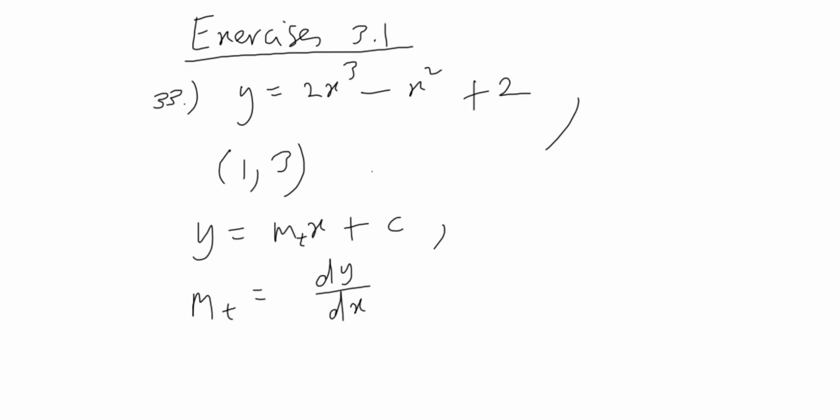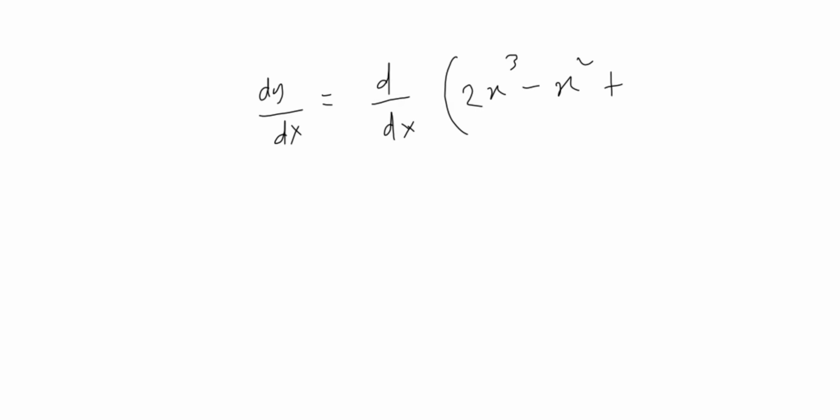Okay. All right, we'll go to the next page. This is my previous page. So now we're finding mt, we're differentiating y with respect to x. Let's go to the next page. Let's go ahead and differentiate y. So this is basically the following: dy/dx is equal to the derivative with respect to x of 2x cubed minus x squared plus 2. So that's what we're differentiating.